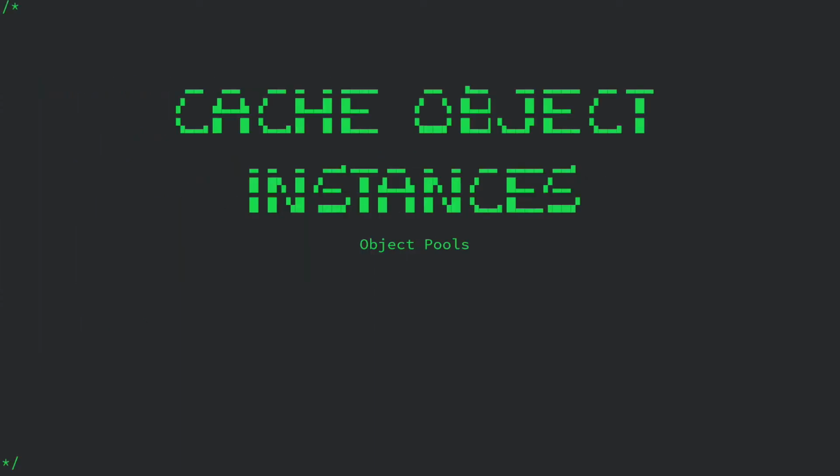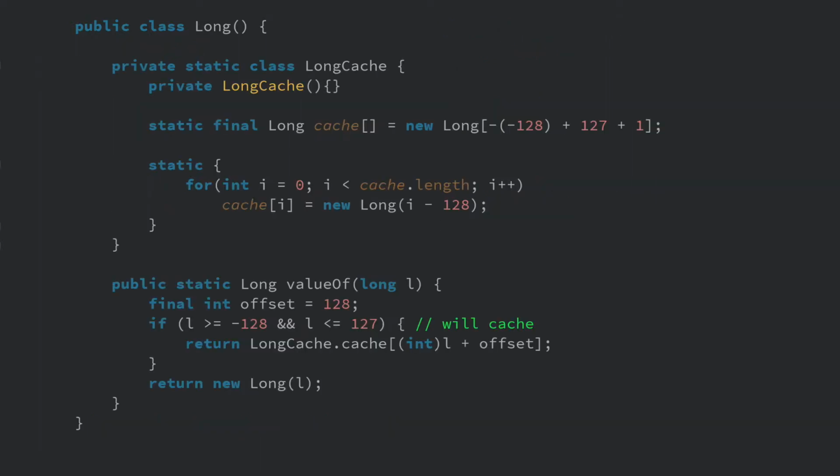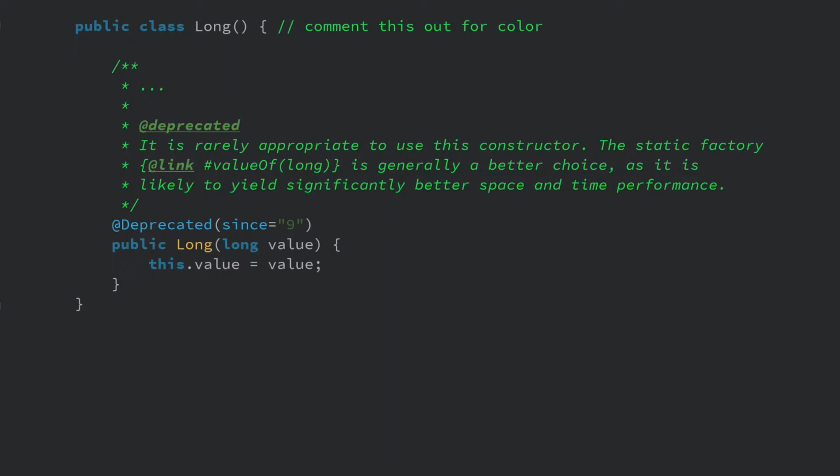Cache object instances: object pools. If we can cache one instance, why not cache multiple? This is exactly what the primitive wrapper classes do. If you look under the hood of some of the primitive wrapper classes, you can see that the byte, short, character, integer, and long all cache instances between -128 and 127. However, this cache is only used when the valueOf method is called and can't be used when the constructors are called. In fact, all primitive wrapper constructors have been deprecated in Java 9 because of this.